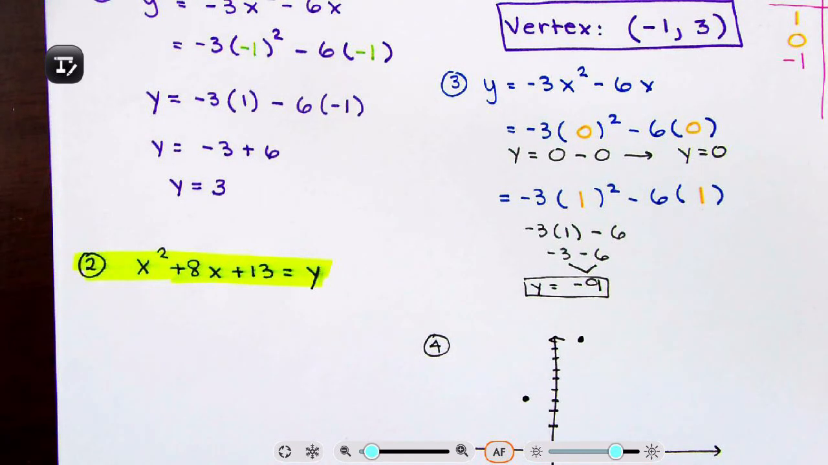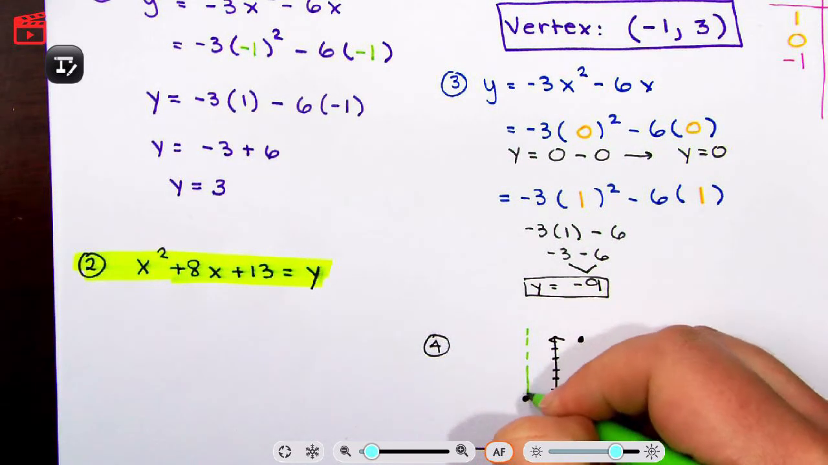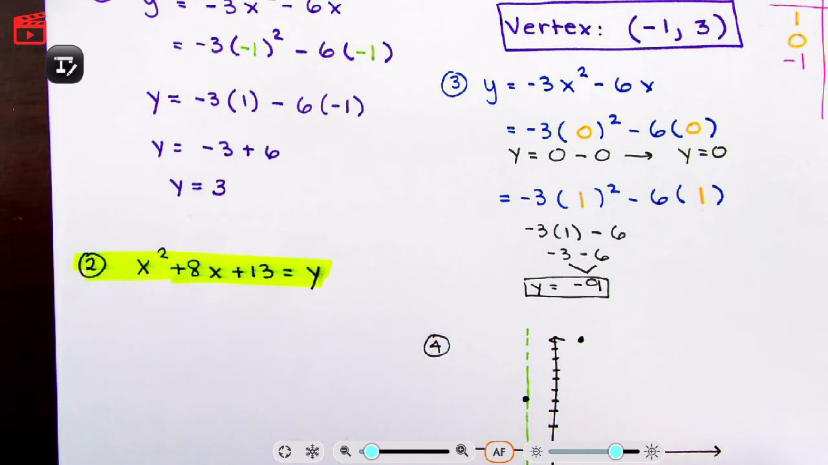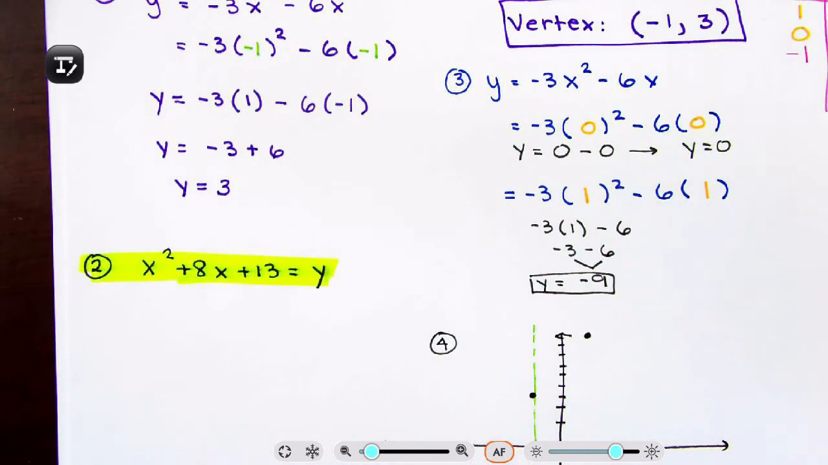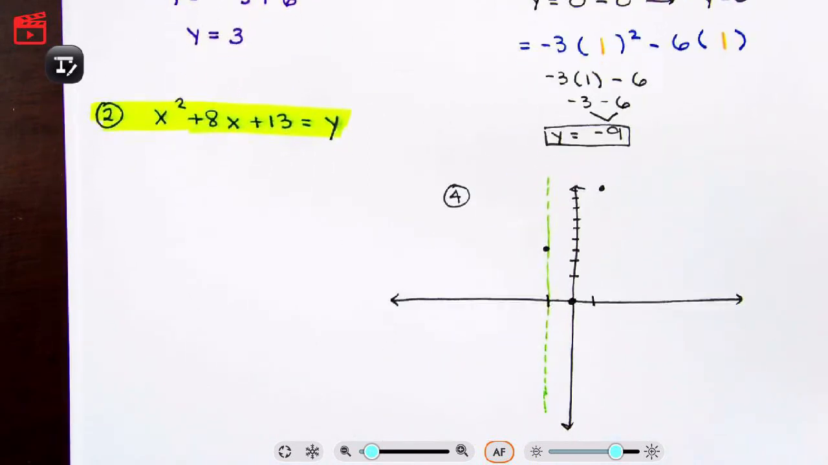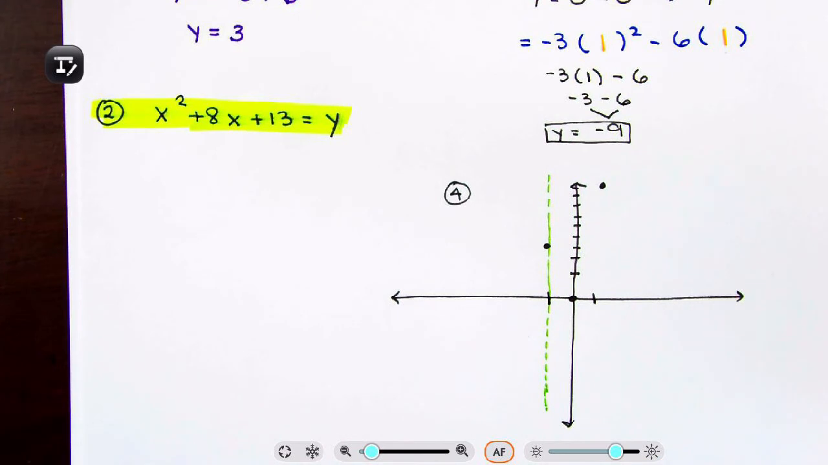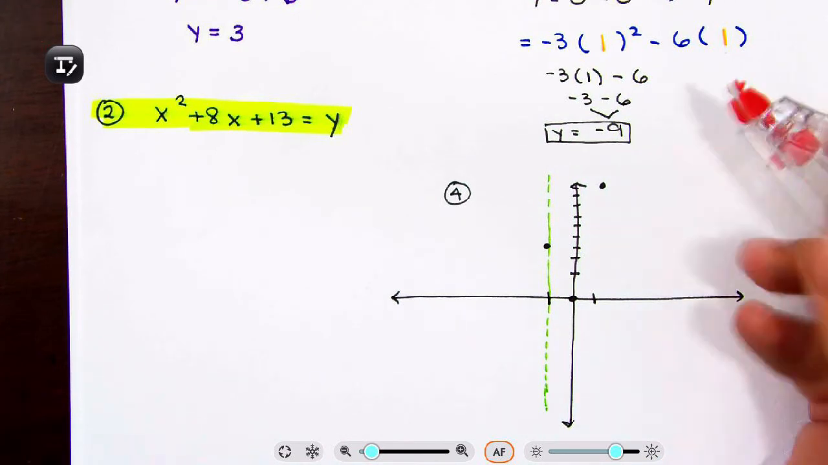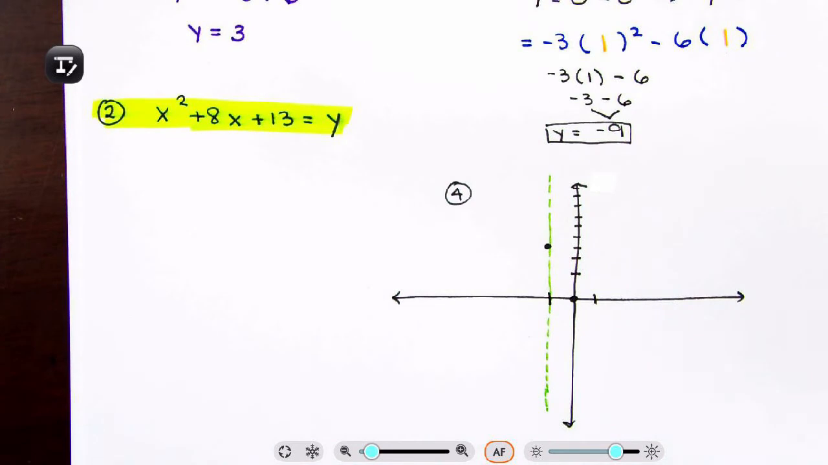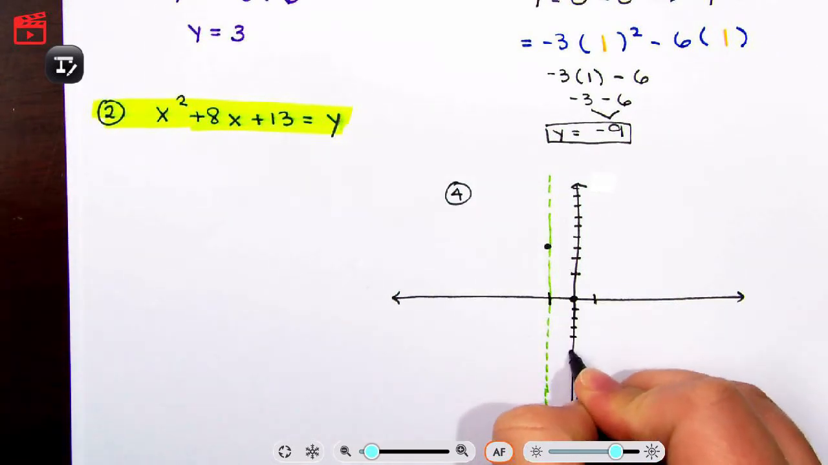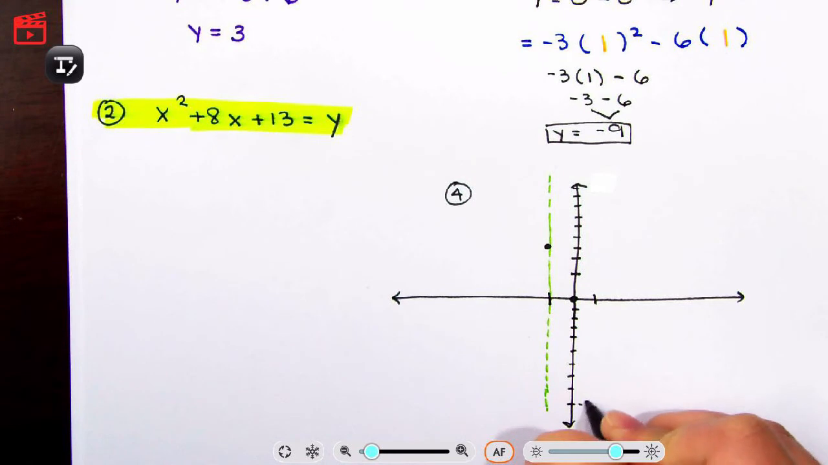Our axis of symmetry was at x equals -1. So that means here's my axis of symmetry. And hopefully you caught that little hiccup that I just made. So for my input of +1, my output was a -9, not a +9. So I'm going to remove that, bring it down. 1, 2, 3, 4, 5, 6, 7, 8, 9 negative. That's going to be here.